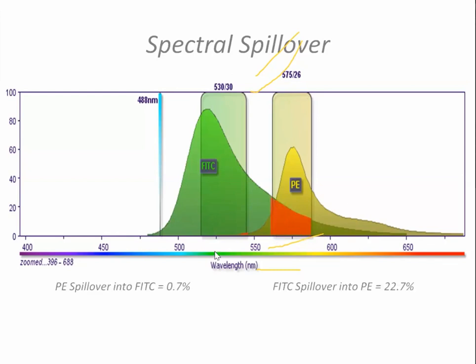So see, this is the spillover. Out of 100% FTC, 22.7% of FTC light is getting collected in the PE channel. Similarly, if you closely observe, out of 100% of the PE fluorescence emitted, 0.7% is getting collected in the FTC channel. Now what I need to do is, out of this 100%, subtract this 22.7% from the FTC channel, and similarly, from the PE signal, subtract this 0.7% to get correct signals in the respective channels.